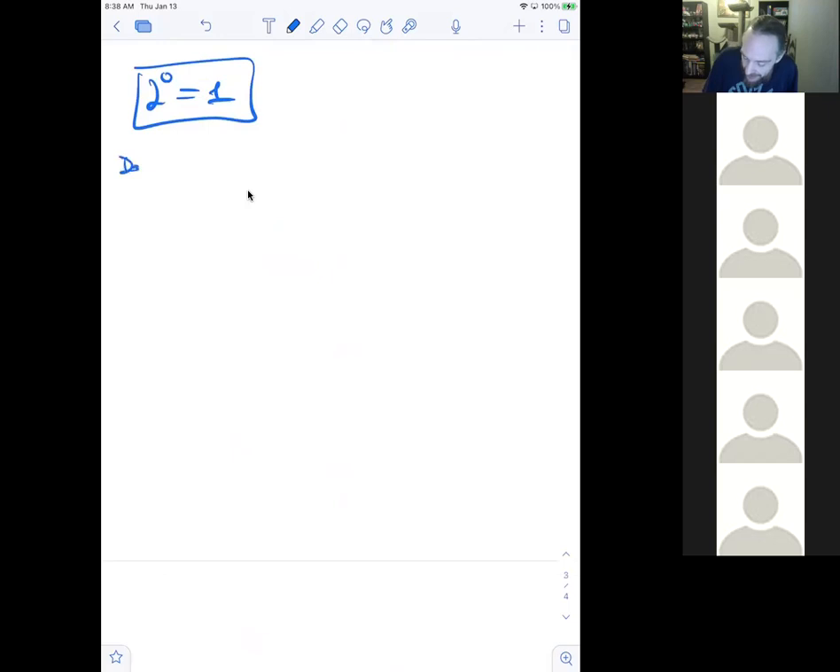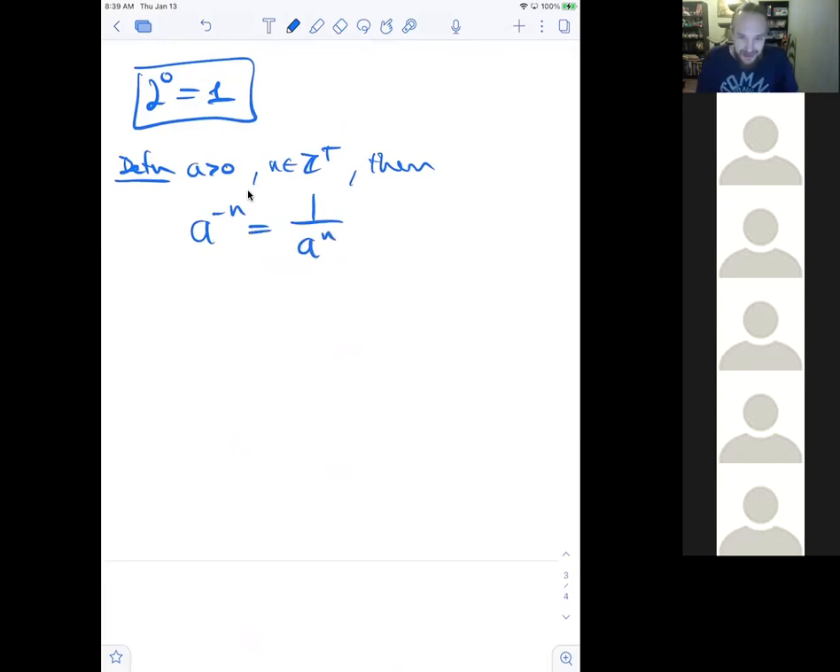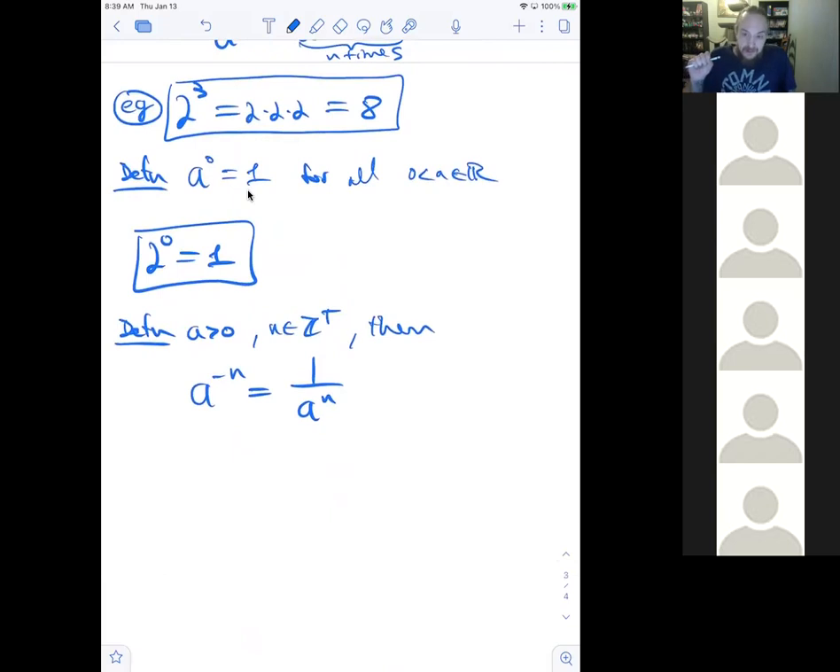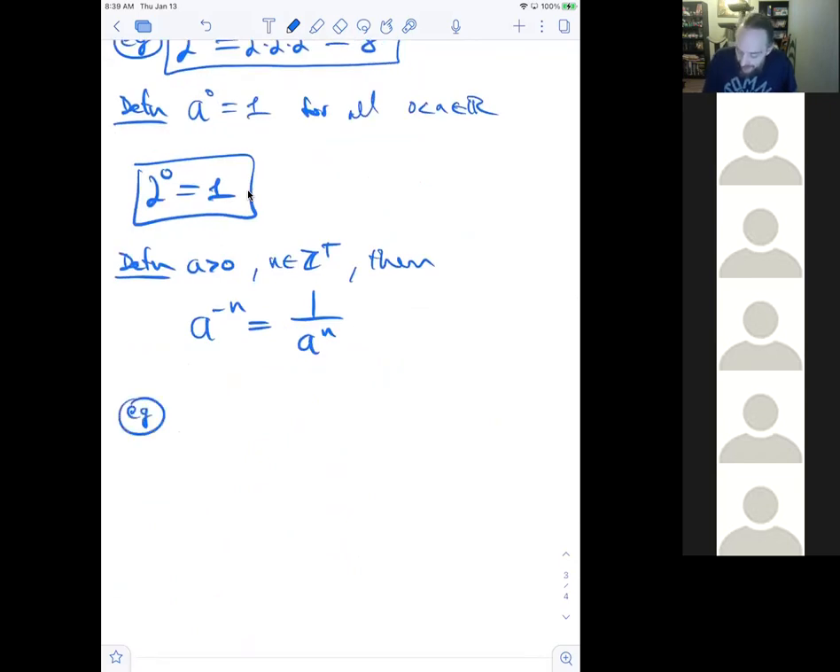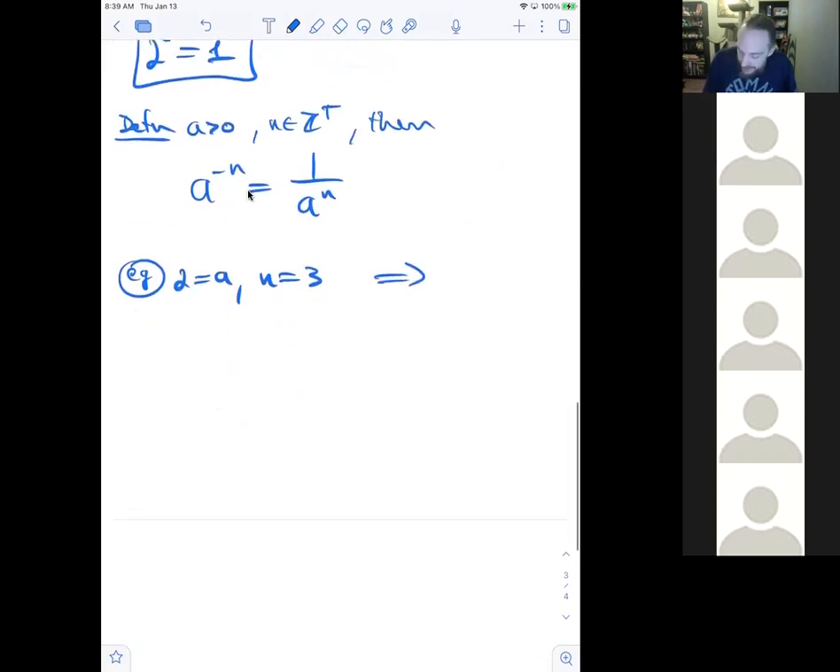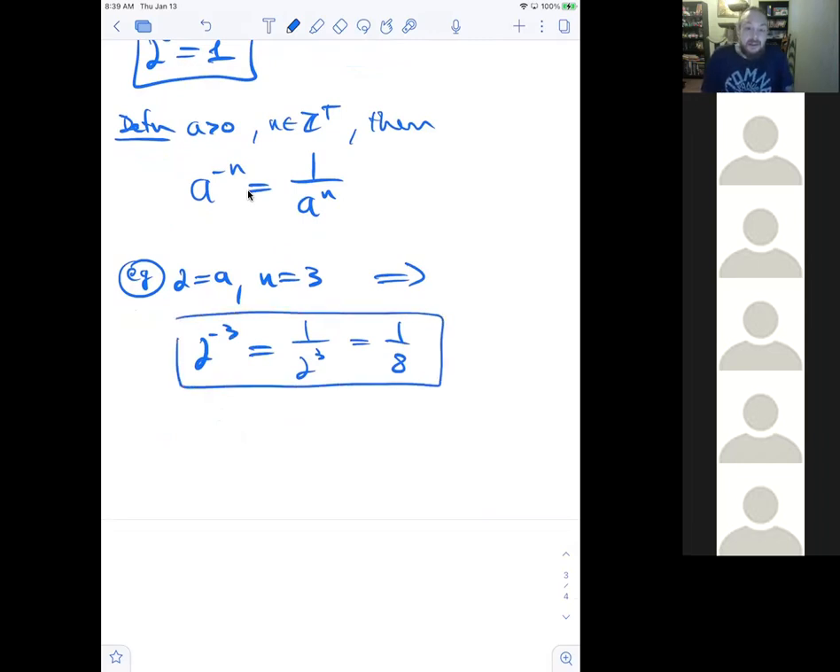Now, definition: if a is positive and n is a positive integer, then a to the negative n is, by definition, 1 over a to the n. What that means is it's the reciprocal of a to the n, where a to the n is the positive version. As an example, if 2 is a and n is now 3, this implies that 2 to the negative 3 is equal to 1 over 2 to the 3, which is 1 over 8, because we knew that 2 to the 3 was 8. So that's how we do the negative numbers.